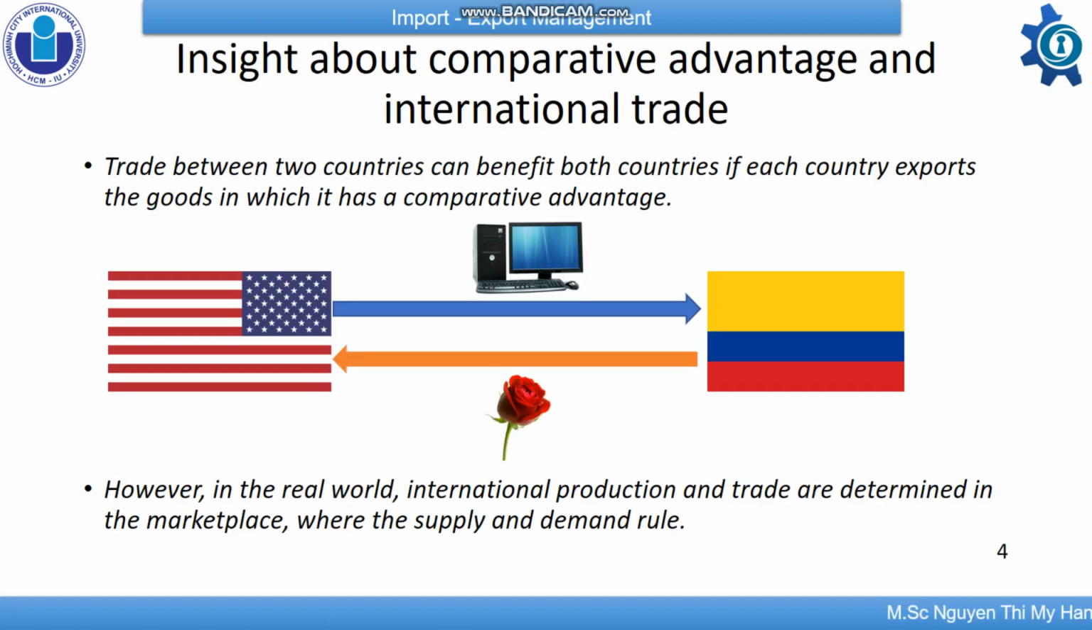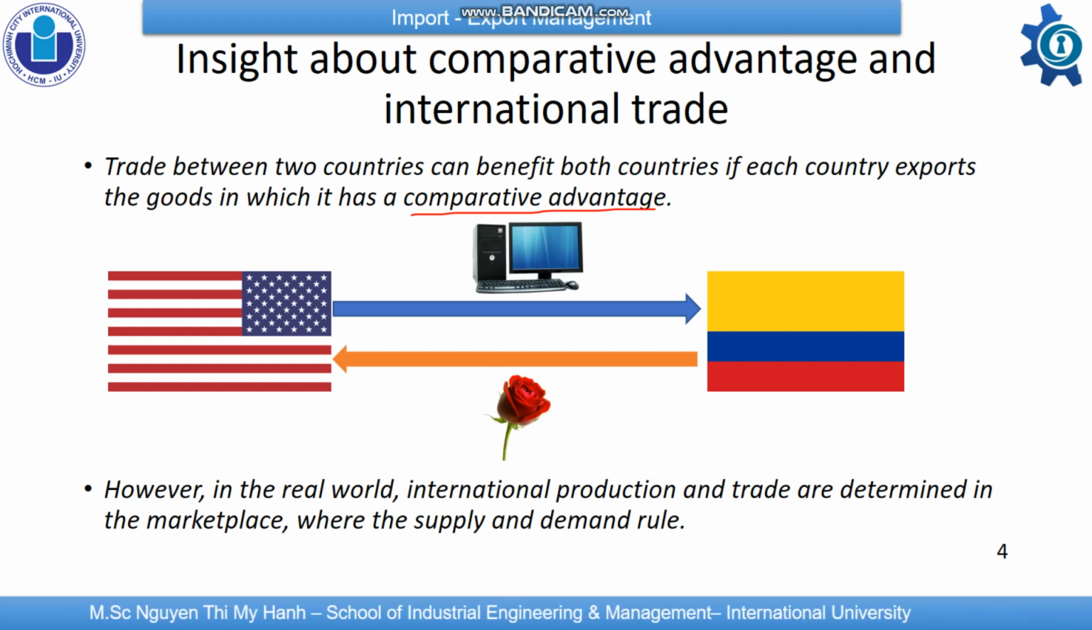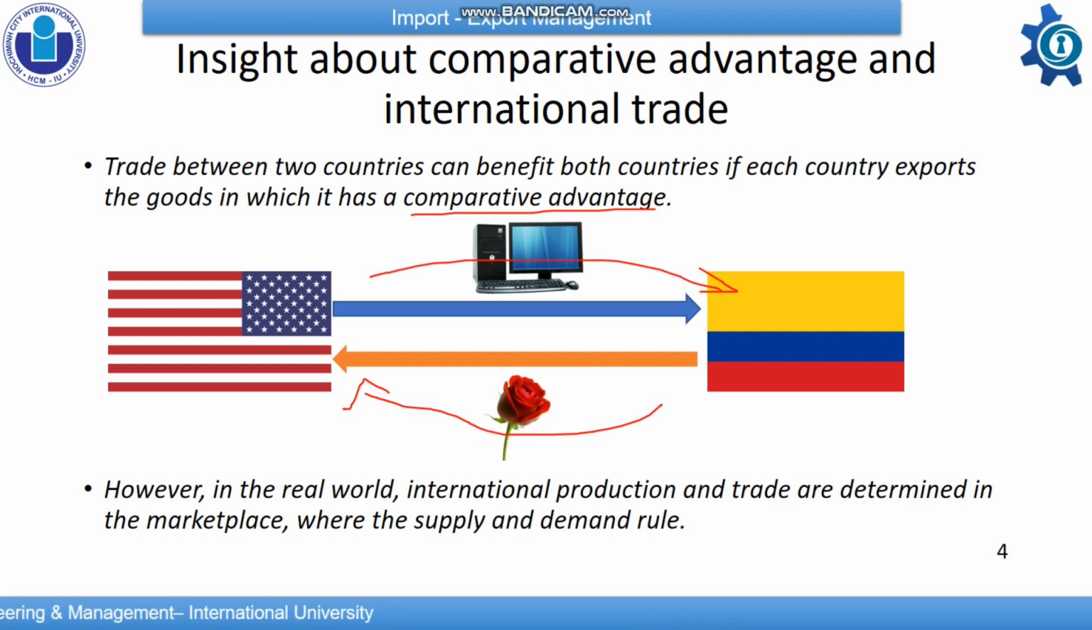So the trade between two countries can benefit both countries if each country exports the good in which it has a comparative advantage. So it means the trade between US and Colombia will benefit both US and Colombia if Colombia exports rows to US and US exports computers to Colombia. Both countries will benefit.